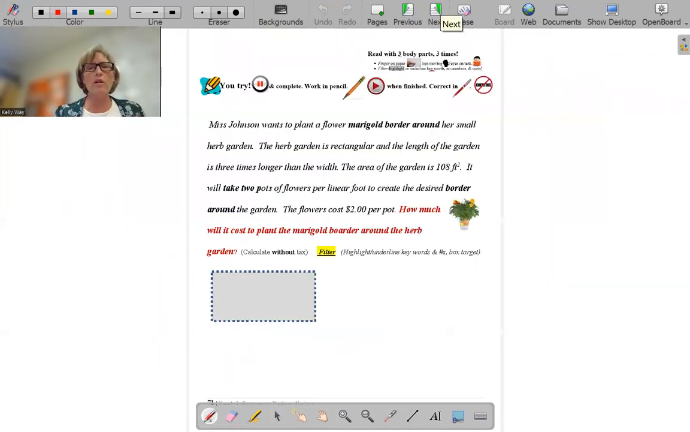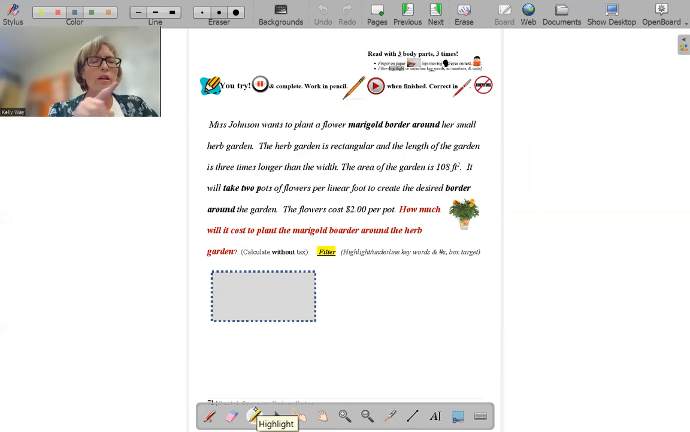Let's come over here. A little bit more involved. Miss Johnson wants to plant a flower marigold border around her small garden. The herb garden's rectangular. The length of the garden is 3 times longer than the width. The area is 108 feet squared. It takes 2 pots of flowers per linear foot to create a desired border around the garden. Flowers cost $2 a pot. How much will it cost to plant the marigold border around the garden?